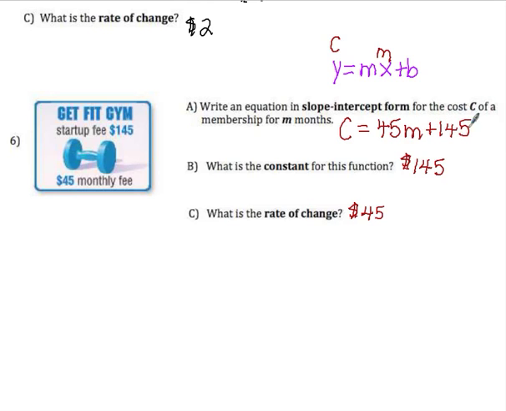And that's all you need to do. It's not asking me to solve anything else. It's just asking me to write the equation, identify the constant, and identify the rate of change. Remember, rate of change is just another name for slope. Slope is a type of rate of change.